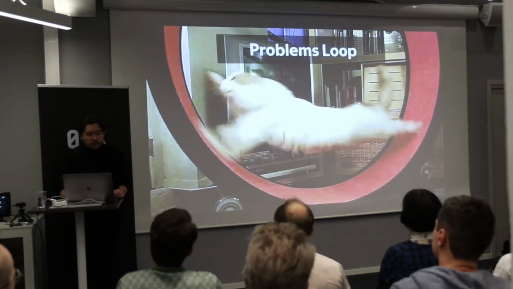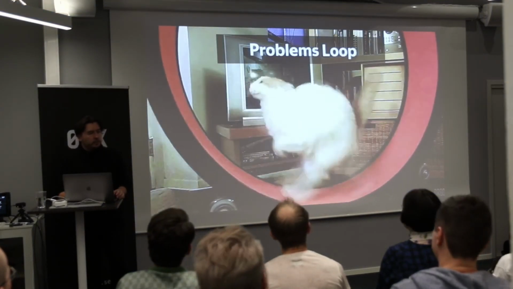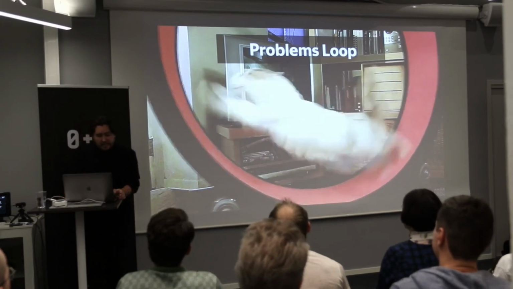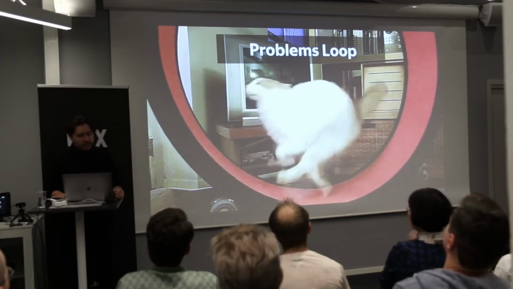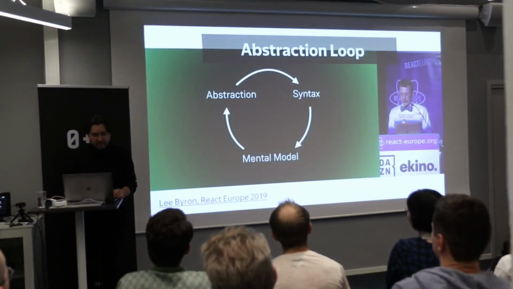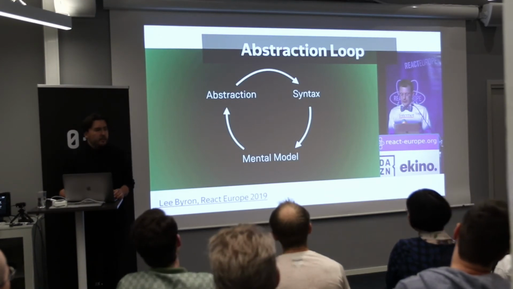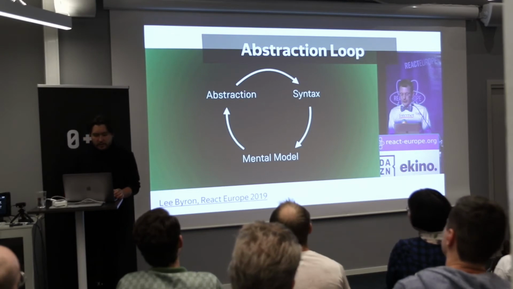And I might call it a problems loop. We are trying to solve some problems, but the solution produces a new one. And we try to solve the next problems, and again and again and again. And I think that the exit from the problems loop is the abstraction loop. Abstraction loop is an idea from Lee Byron. He talked about it at React Europe 2019.